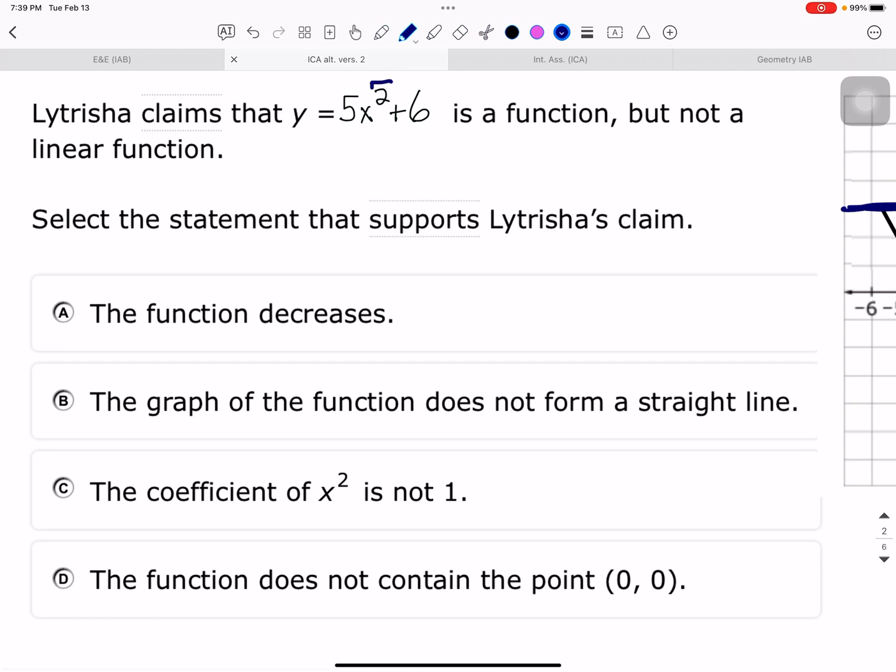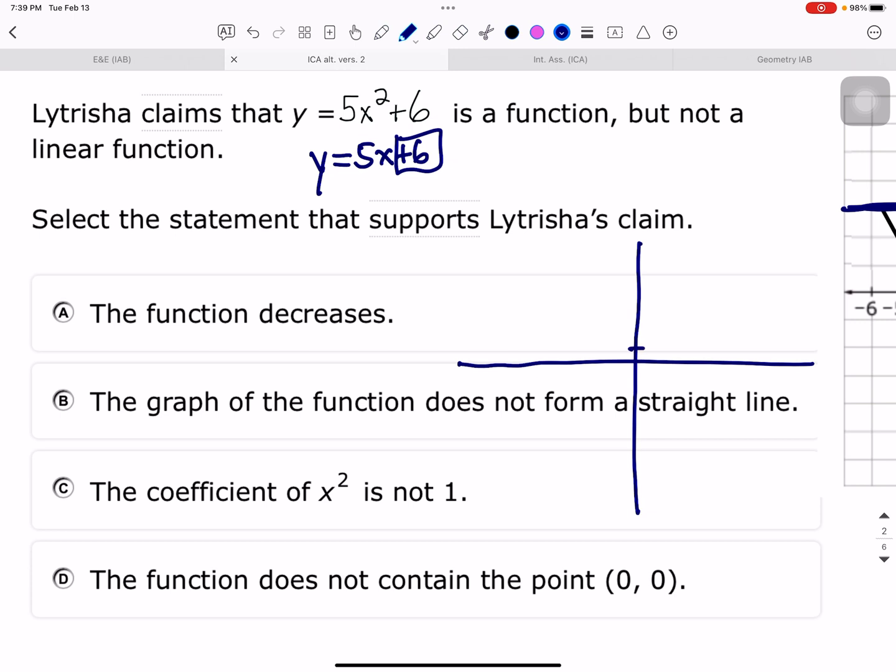Imagine this question, 5x squared. Imagine that squared wasn't there. What would that equation look like? That would be y equals 5x plus 6. We can graph that. That would look like this. It would start at 6, 1, 2, 3, 4, 5, 6. It would start right there. It would go up 5 over 1, so there'd be up 5 over 1, up 5 over 1, up 5 over 1, and the graph would just look like that.